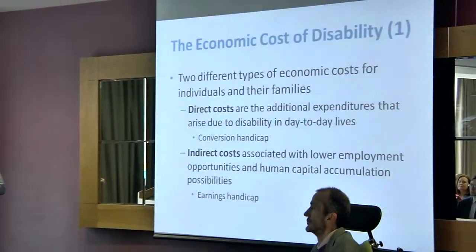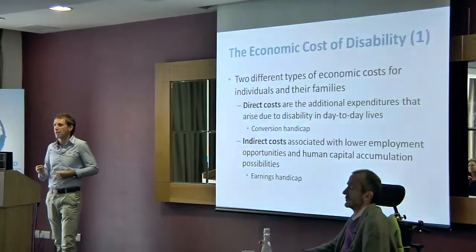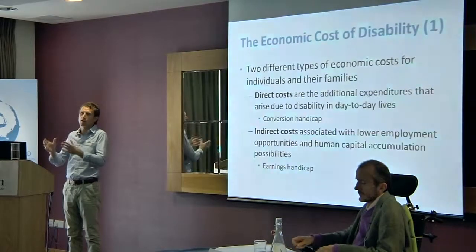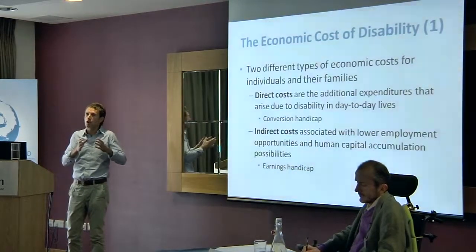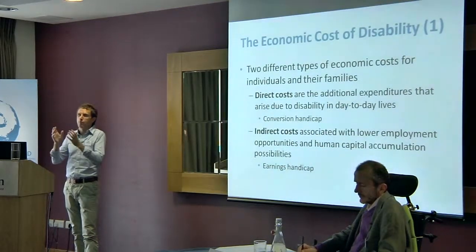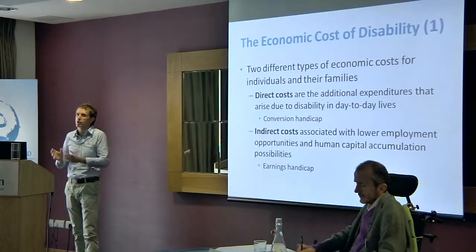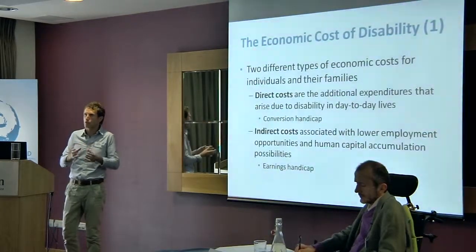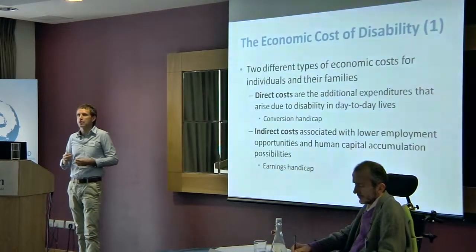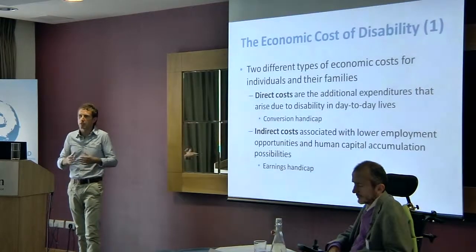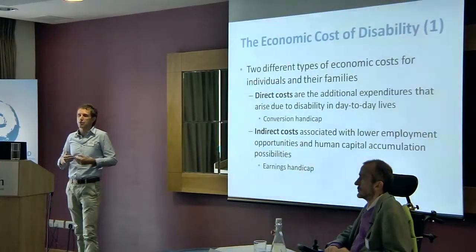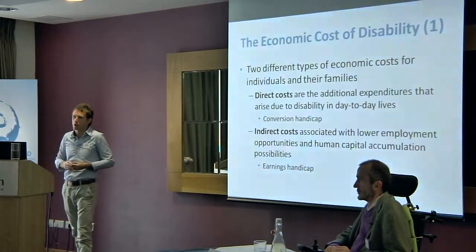Now, these direct costs lead to what economists call a conversion handicap. It means people with disabilities and their families have a difficulty converting their income into economic well-being or standard of living. The reason for that is, out of the income that they have, a proportion or an amount has been diverted onto goods and services that are related to a person's disability, and has not been spent on goods and services that people ordinarily would associate with a good standard of living. So people with disabilities, as a direct result of these costs, basically automatically will have a lower standard of living. And they're the types of costs that I'm going to focus on today.